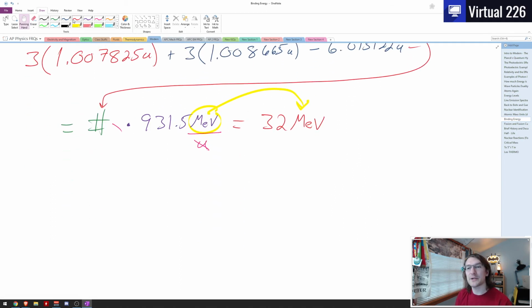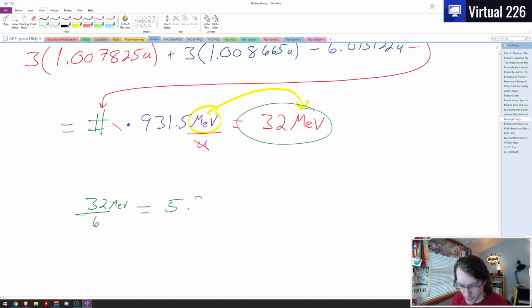Now, if we want to figure out how much binding energy exists per nucleon, this is very straightforward. This 32 MeV is the entire nucleus's binding energy. So if we want that per nucleon, which are protons and neutrons in that nucleus, a total of 6 of them exist. That's our atomic mass number. So we can simply take 32 divided by 6, and that's 32 MeV per the 6 nucleons. And that's going to give us 5.33 MeV per nucleon.